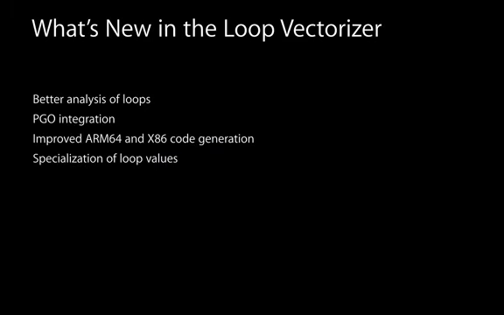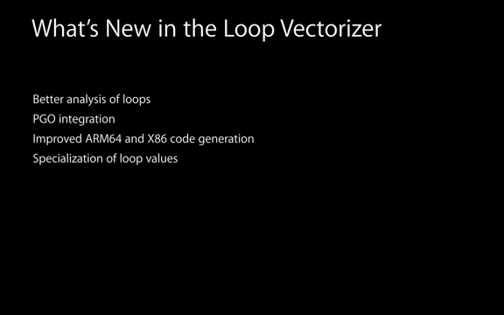change your code. So in Xcode 6, we've improved loop vectorization in a number of ways. First of all, we've improved the analysis of complicated loops. This means that LLVM will be able to analyze more complicated loops and vectorize more loops in your code, which is great. We've also integrated the loop vectorizer with PGO that Bob just mentioned. So this means that when PGO is available, the loop vectorizer will be able to make better decisions when vectorizing your code. We've also improved the x86 and ARM64 CodeGen support.